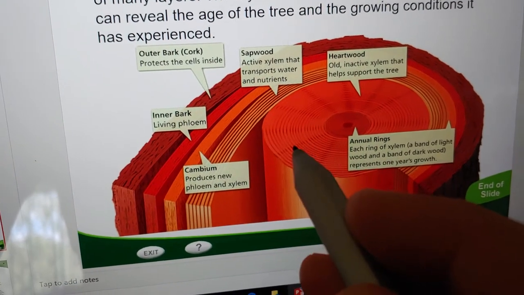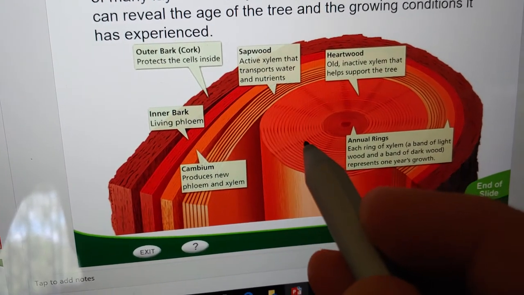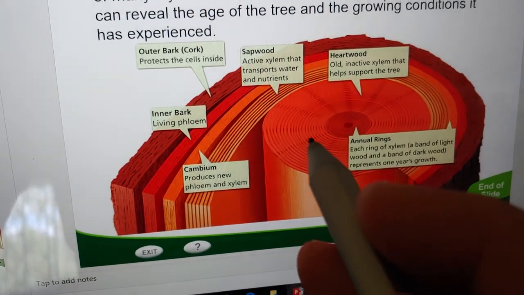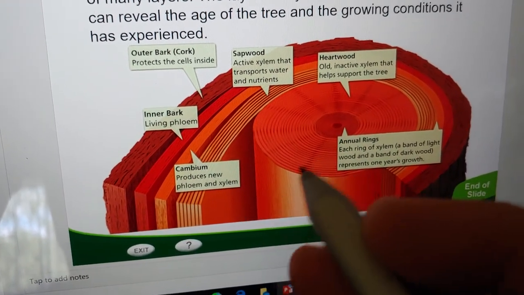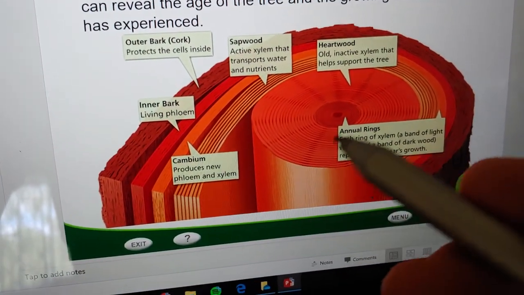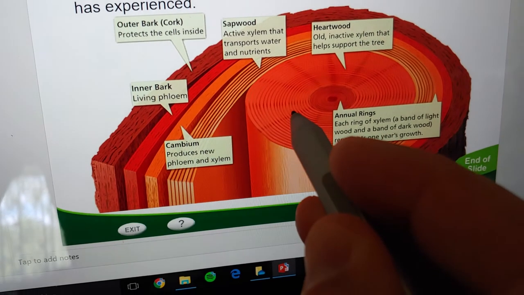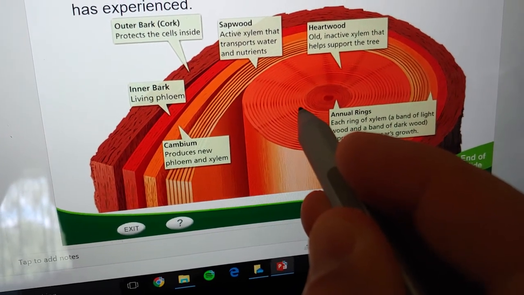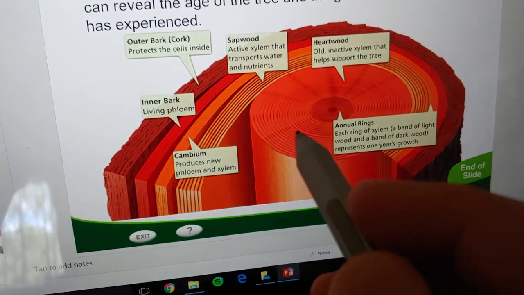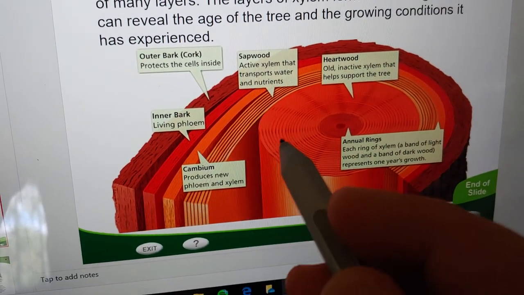Now, what if there was a dry season? It didn't rain that much. Well, plants tend to stop growing in dry seasons. They don't want to waste energy growing because there's not enough water, and you need water for photosynthesis. So if there are two rings that are very close together, like maybe right here, if they're closer than usual, it means that maybe that year it was a particularly dry year.